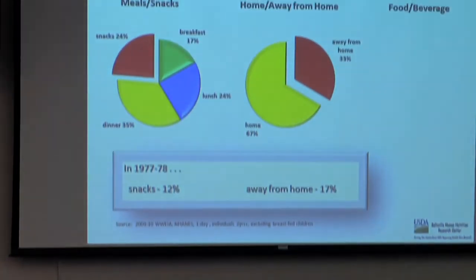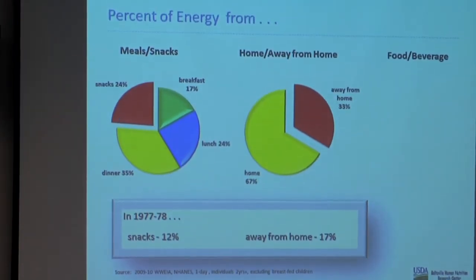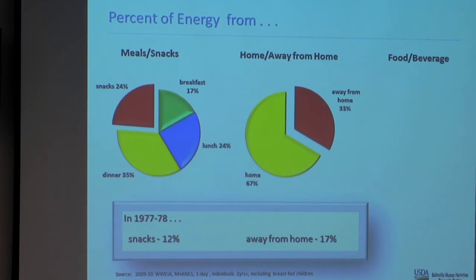Food at home and away from home. Today, 1/3 of our calories come from food choices away from home. This is nearly twice that of the late 1970s. So again, you're seeing these shifts in the choices that we're making and where we're making those choices.